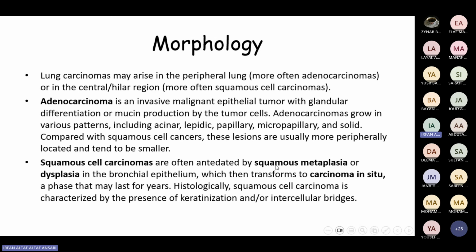Due to smoking, normal ciliated pseudostratified columnar epithelium undergoes squamous metaplasia. If the smoking continues, it goes into dysplasia and then into carcinoma in situ, where the malignant changes are seen only in the epithelium, and these stages remain for a long period of time without any symptoms. Incidentally, for some investigation, you might diagnose at this stage, but very rarely. When it progresses, it shows keratinization and intercellular bridges.